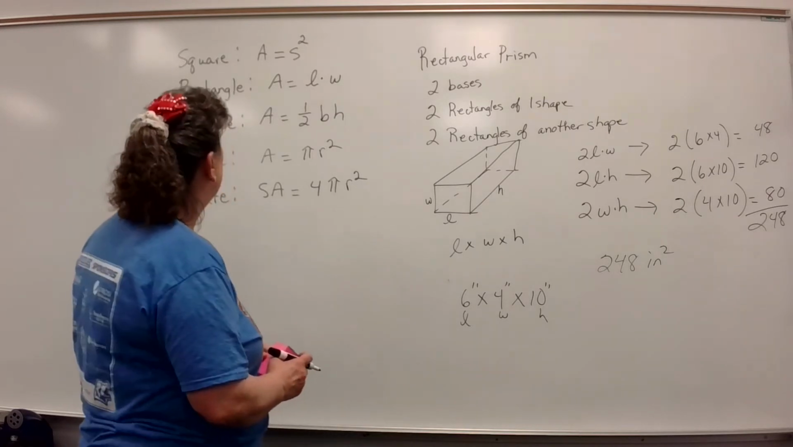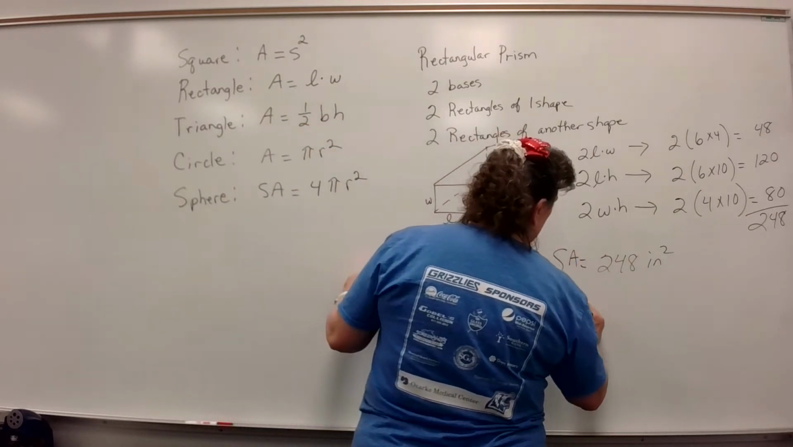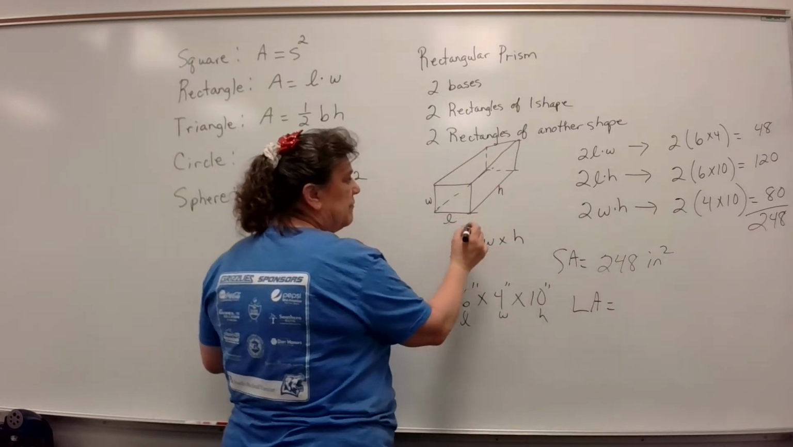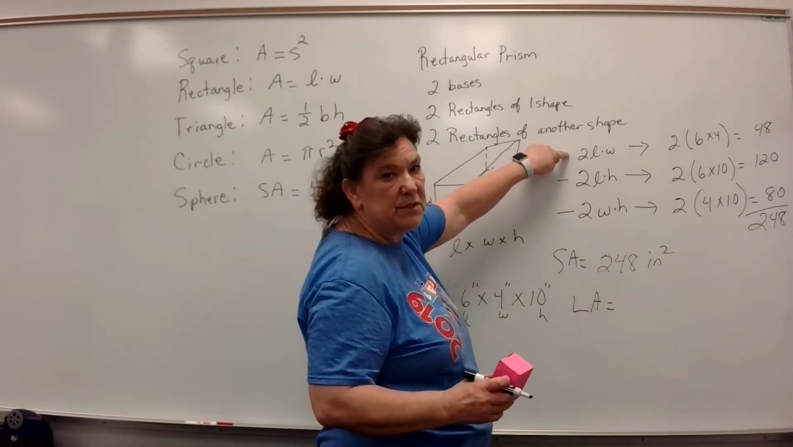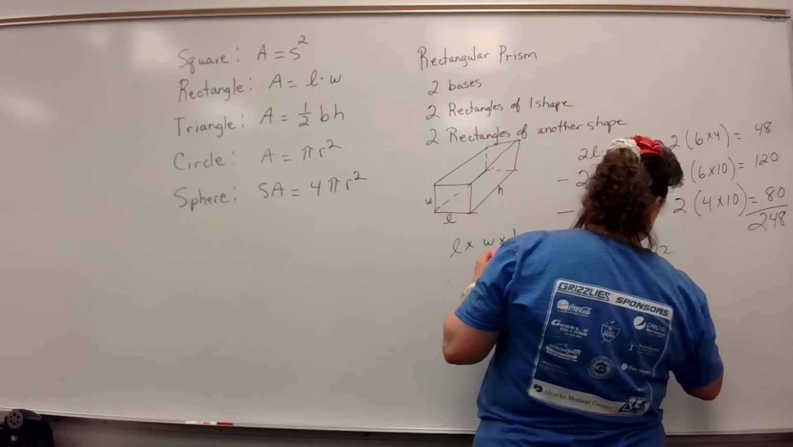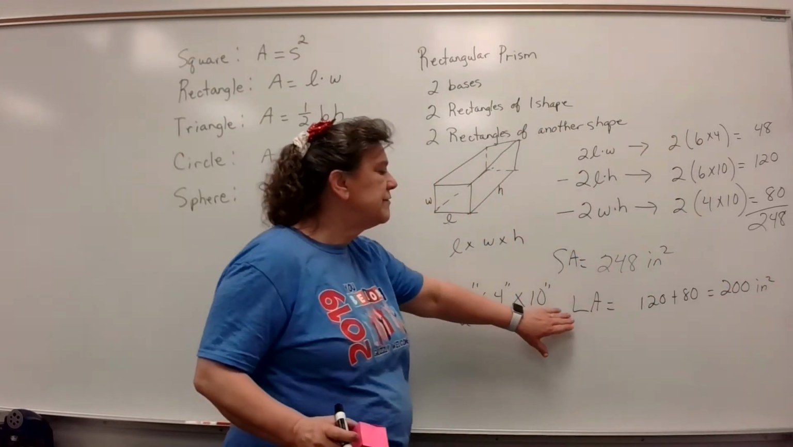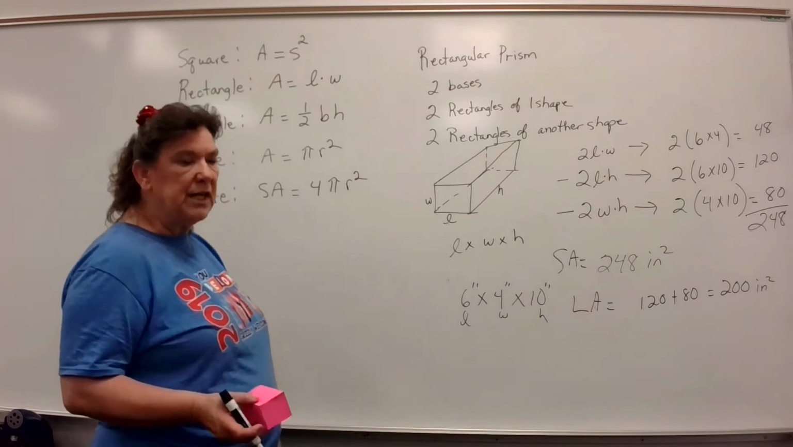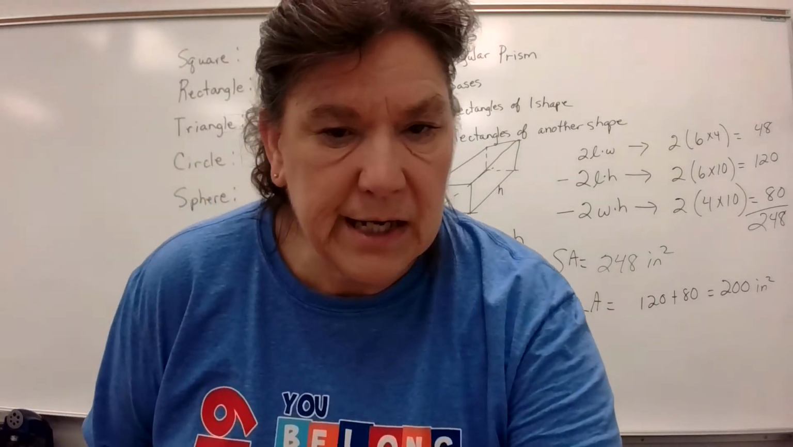Now, if I wanted to know the lateral surface area, so this is my surface area. My lateral surface area is only going to have the ones that have the height in it. So we're going to only have two of these and two of these for my lateral, because my bases, which is my length times width, are excluded. So these would be 120 plus 80 equals 200 inches squared. So you see, your lateral surface area is always less than your surface area. So it's important to understand what you're dealing with here when you deal with your rectangular prism and the surface area of that rectangular prism.